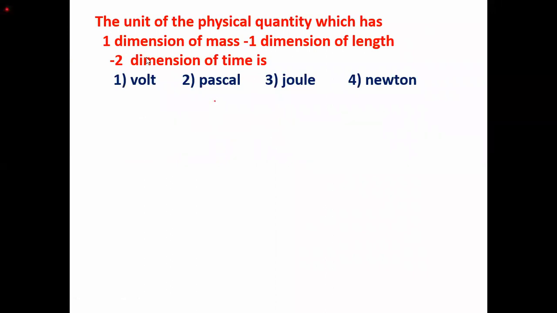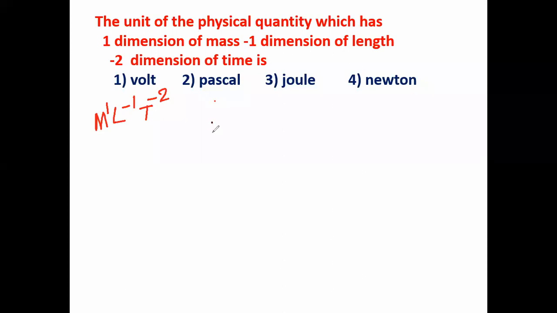It is the unit of the physical quantity which has dimensions of mass 1, length minus 1, time minus 2. These are repeated problems. So then the dimensional formula you have to get is like this: M^1 L^-1 T^-2. We'll check this one by one.